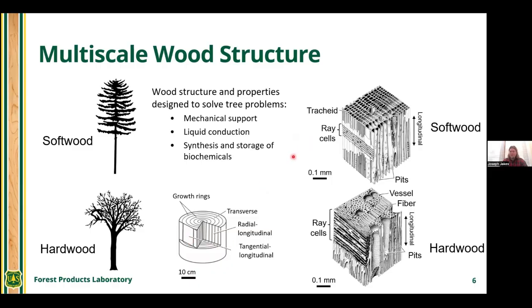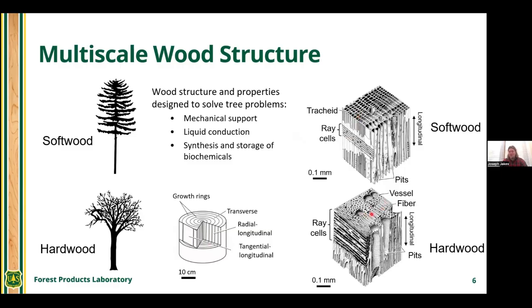If you look at the cellular structure of wood, there's another difference there between softwoods and hardwoods. Softwood has a simpler cellular structure where the primary type of cell is called a tracheid, and the tracheid is responsible for both mechanical support as well as liquid conduction.